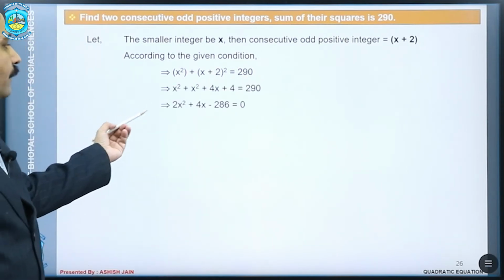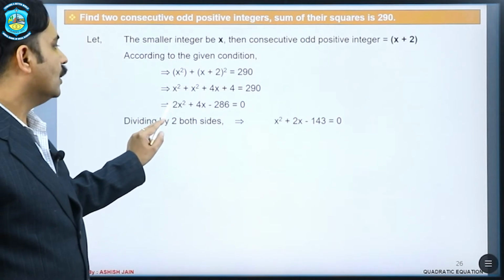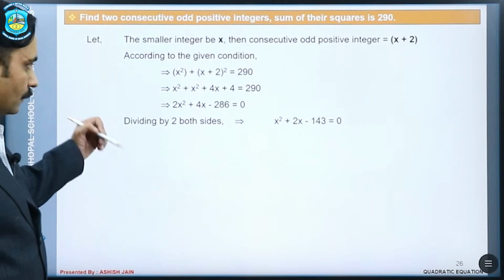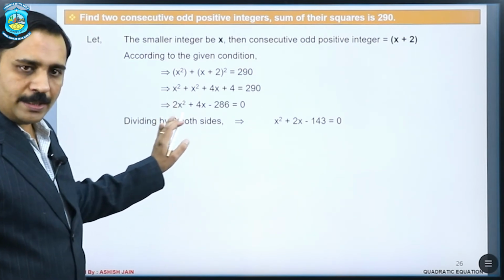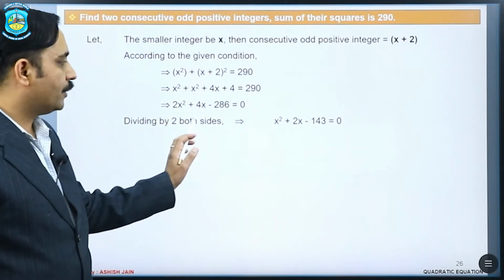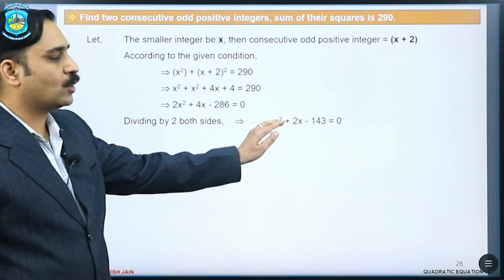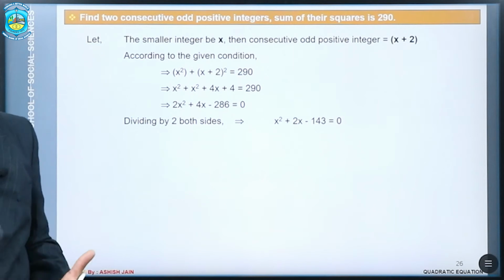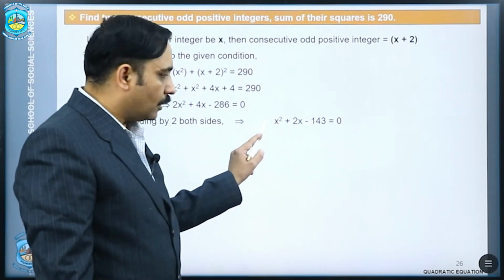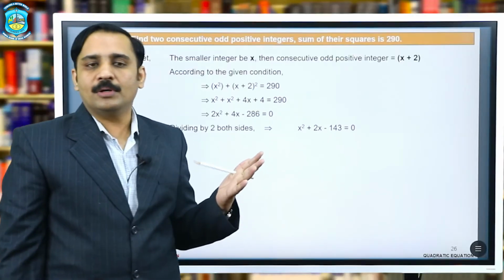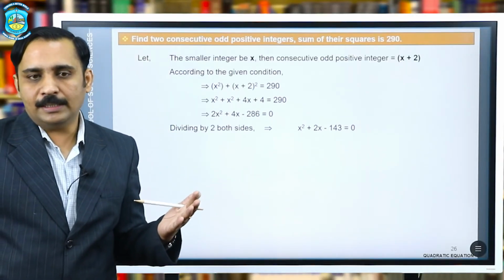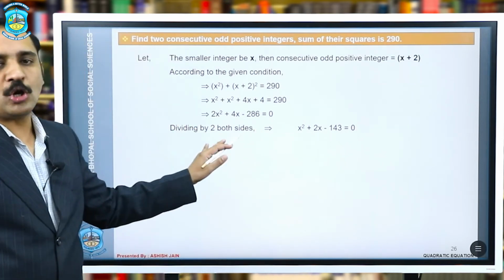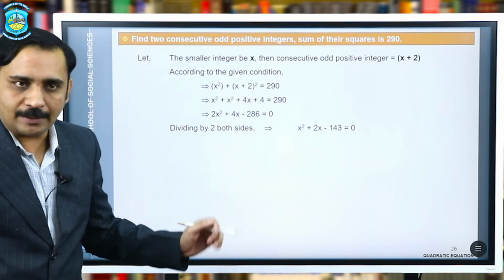On solving further, we have the equation 2x square plus 4x minus 286 is equal to 0. We will divide the whole equation, both sides, by 2. It reduces to x square plus 2x minus 143 is equal to 0. Now, how to decide which method to choose to solve it? If I multiply the coefficient 1 with 143, there are no factors of 143 that add up to become 2, right? So we have to solve it with another method, not the factorization method.